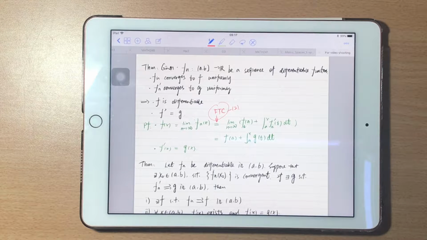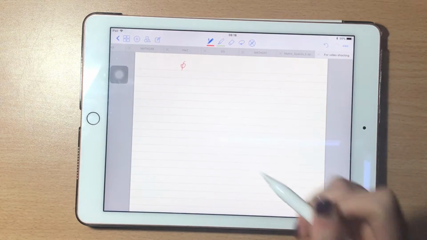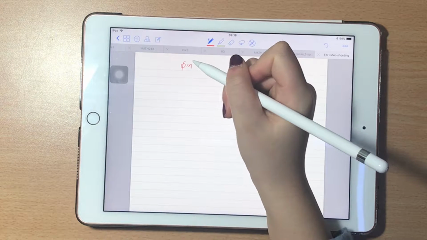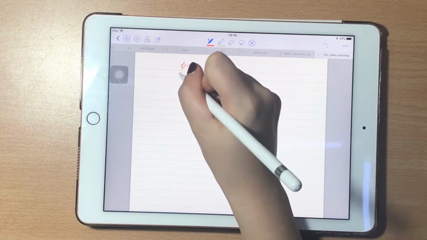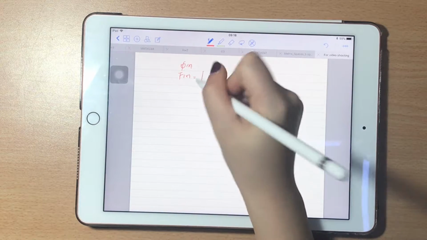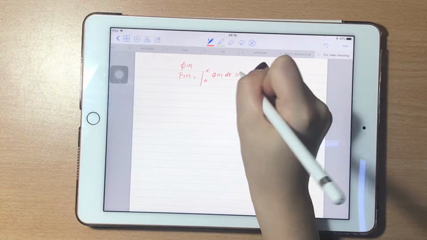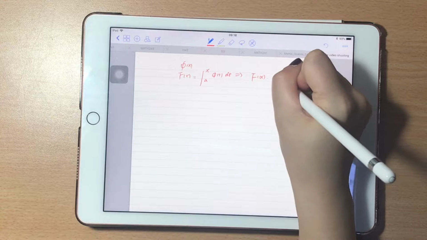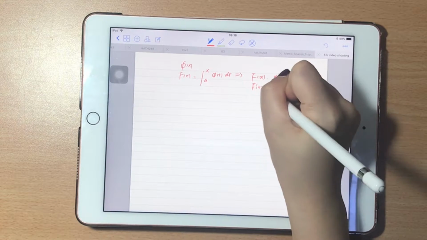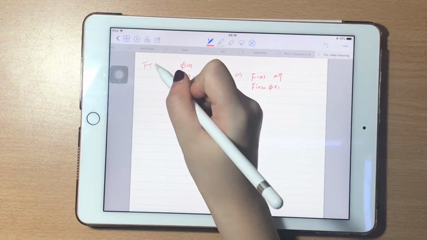So the fundamental theorem of calculus actually has two consequences. The first one: given a continuous function phi, if we have a function f(x) equal to the integral from a to x of phi(t) dt, then f itself is differentiable, and f prime(x) will be phi(x), right? So this is the first consequence.